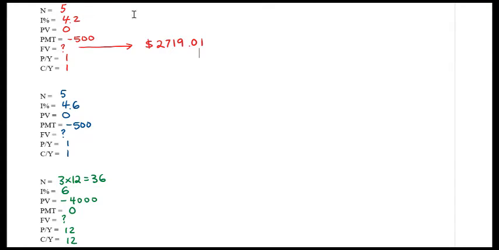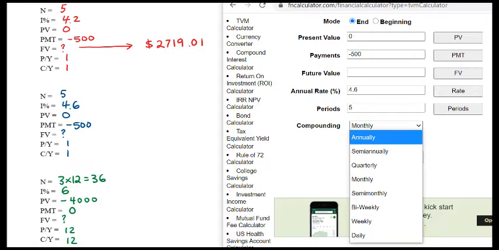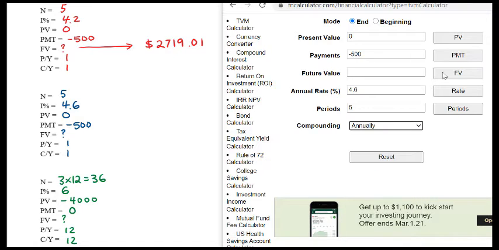The 4.6% CSB investment. Present value 0, payment negative 500, interest rate 4.6, periods 5, and again annual. The future value now is $2,740.83.